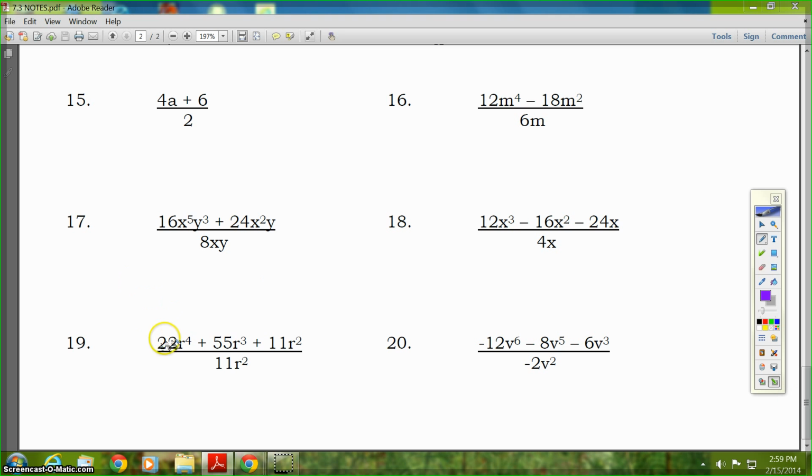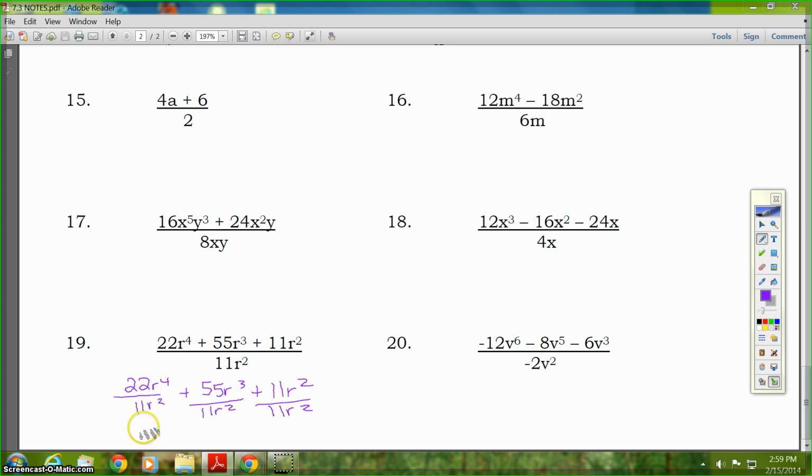Okay, I'm going to separate my trinomial and divide each one by 11r squared. So I'm going to have 22r to the 4th over 11r squared plus 55r to the 3rd divided by 11r squared, and then 11r squared divided by 11r squared. And I'm going to simplify each term.